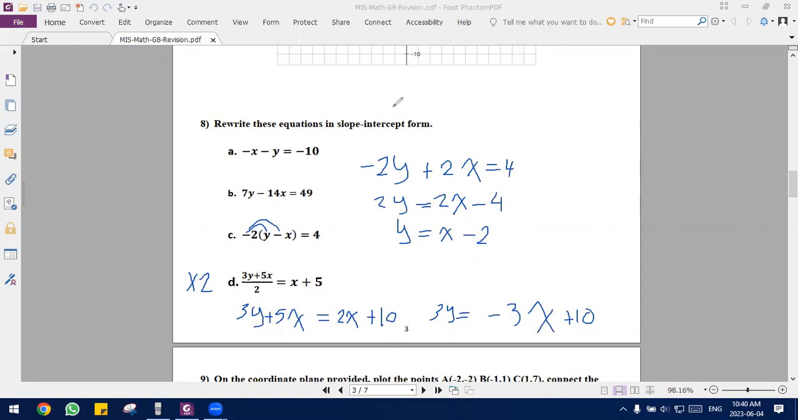Minus 3x plus 10. Now, I need to divide everything by 3. So y is equal to minus 3 divided by 3, which is minus 1, so minus x plus. Now 10, can I divide by 3? No. So it's okay, I write it as a fraction, 10 over 3. And this is the equation in slope-intercept form.